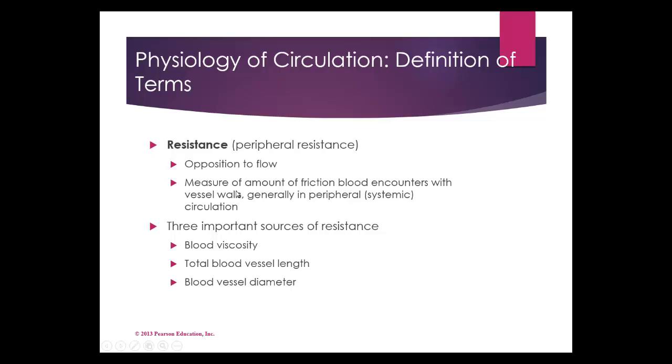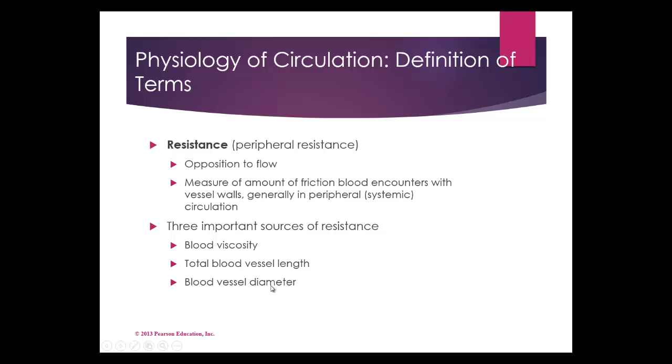And we can typically see three different important sources of resistance. One would be how thick the blood is. We call that blood viscosity. The thicker the blood, the more resistance to flow we're going to see. Total blood vessel length. Depending on the length of those blood vessels, that's going to determine resistance of flow. So shorter vessels have less resistance to flow than longer vessels.